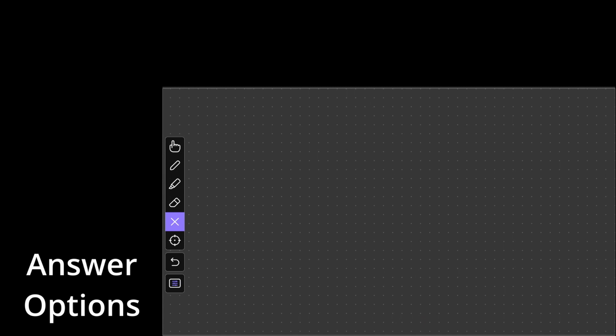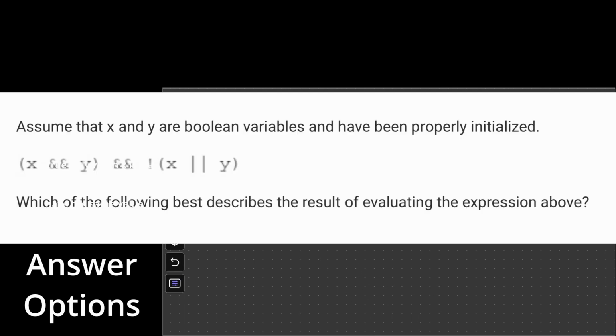Okay guys, let's look at some practice problems from some past AP tests. So first I have the AP Computer Science A 2015 test, and here is our question. Assume that x and y are Boolean variables and have been properly initialized. Which of the following best describes the result of evaluating the expression above? And we have 4 options: true always, false always, true only when x is true and y is true, and true only when x and y have different values.